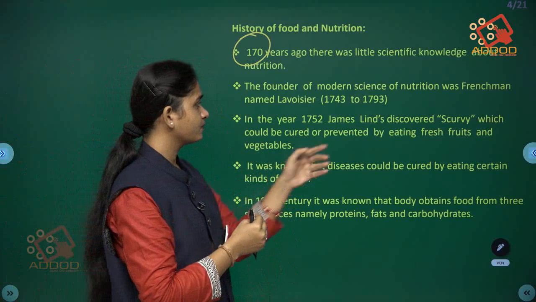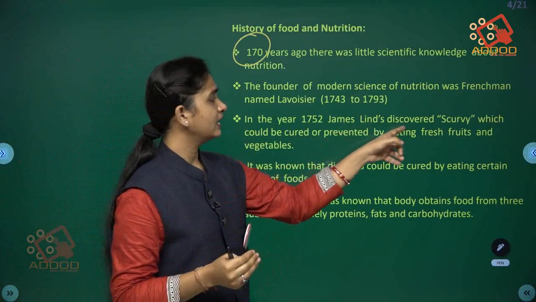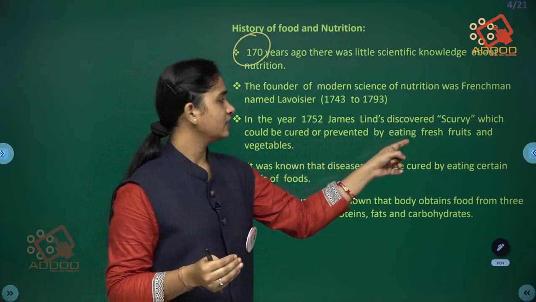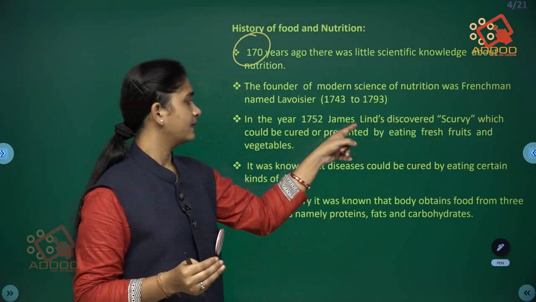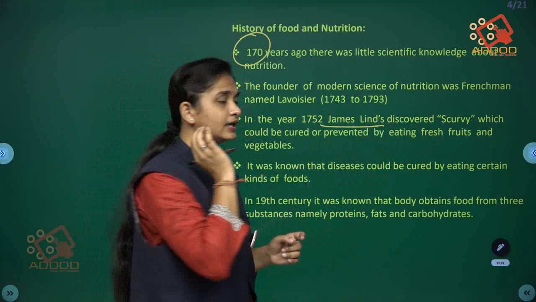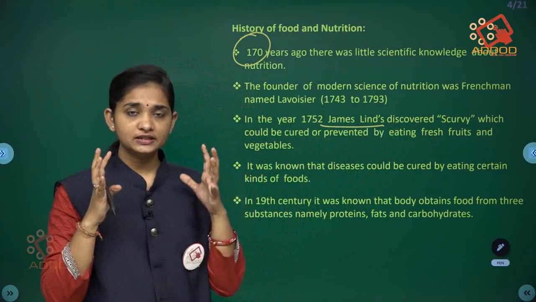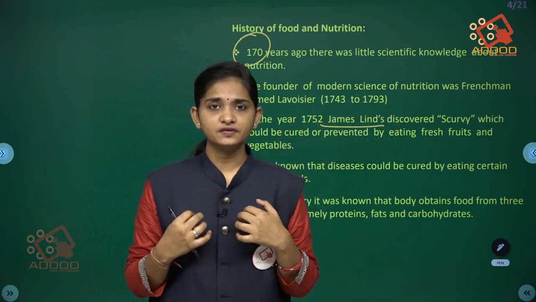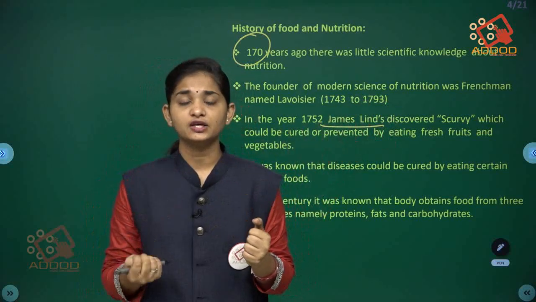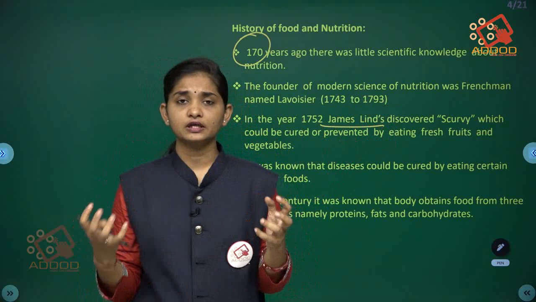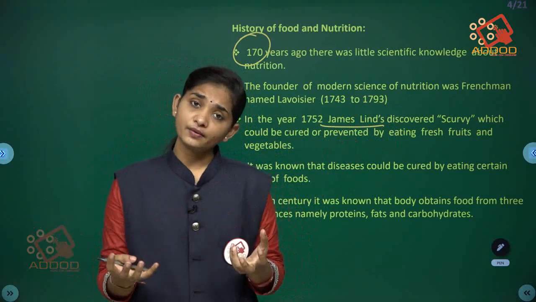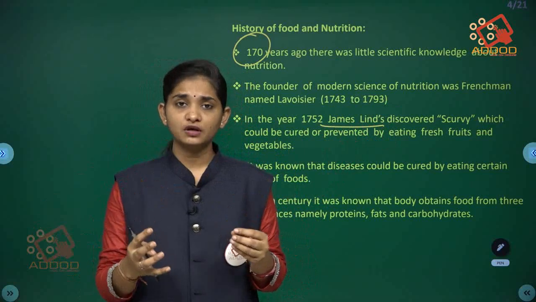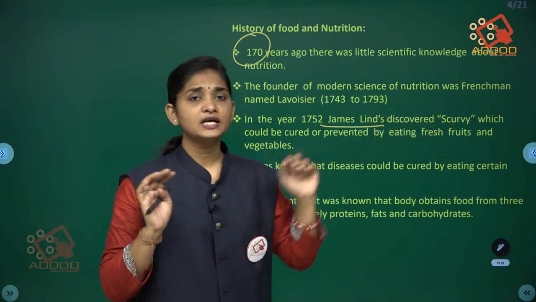Then a person called James Lind discovered scurvy, which could be cured or prevented by eating fresh fruits and vegetables. He found out that there was a disease called scurvy. If you have scurvy, you have a lot of bone diseases, teeth disorders, and many problems. And he found out that if you eat a lot of fresh vegetables and fruits, you don't have this disease.